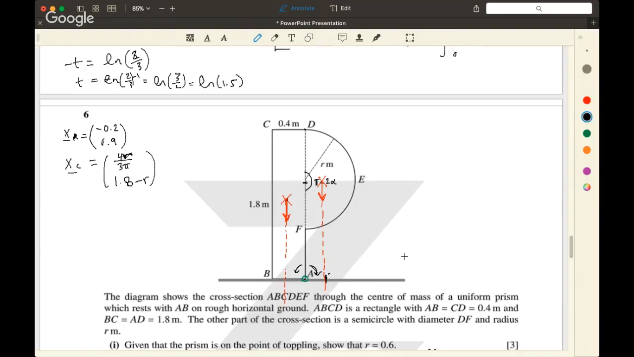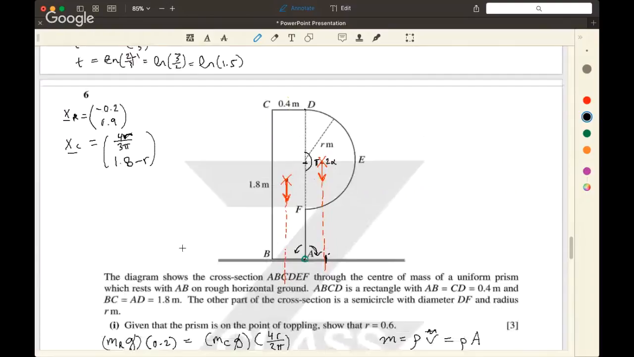So the important thing was to take moments about A and to realize where the centers of mass were using the formula booklet for the semicircle. That was actually non-trivial.